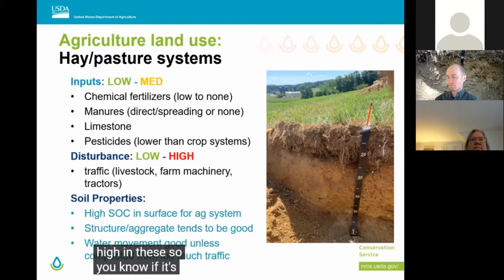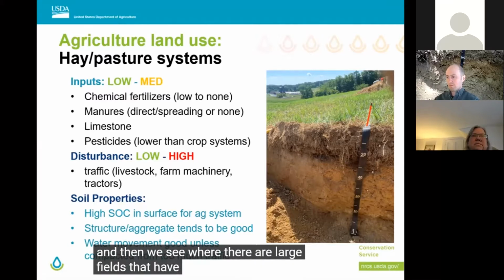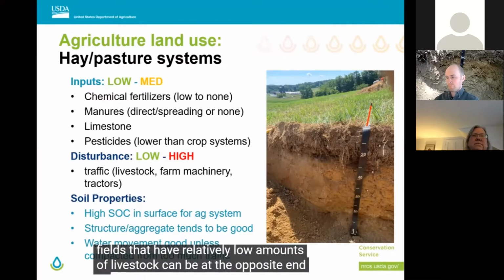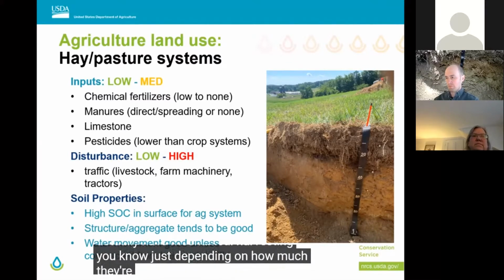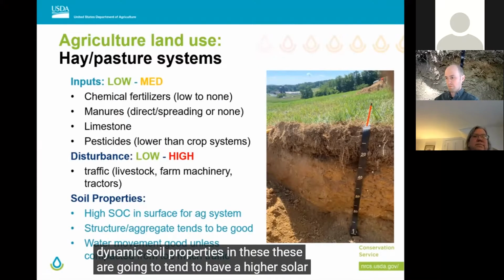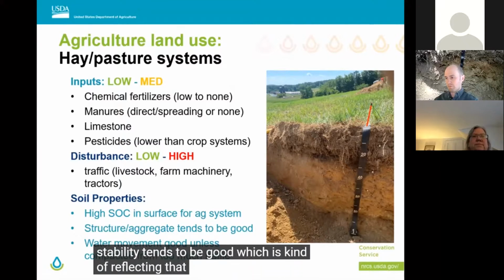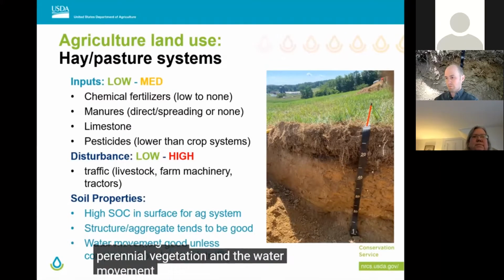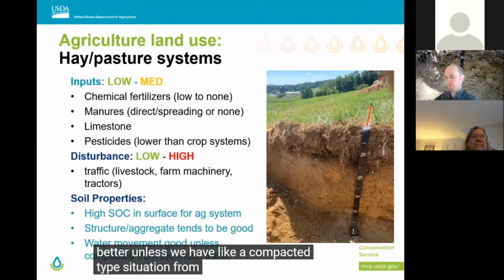So, if it's a small field that maybe has too much livestock on it, it could be a high traffic pasture system that could have a lot of disturbance. And then where there are large fields that have relatively low amounts of livestock, it could be at the opposite end of the spectrum. Same thing with hay, where you have mechanical harvesting, depending on how much they're using farm machinery across it. Dynamic soil properties in these tend to have a higher soil organic carbon content. The structure and aggregate stability tends to be good, reflecting that perennial vegetation. And the water movement tends to be better unless we have a compacted situation from too much traffic.